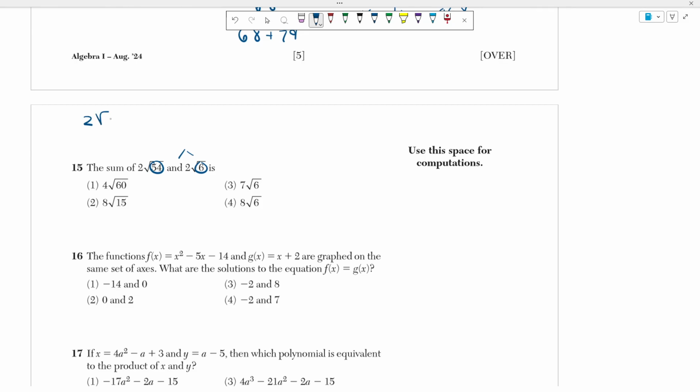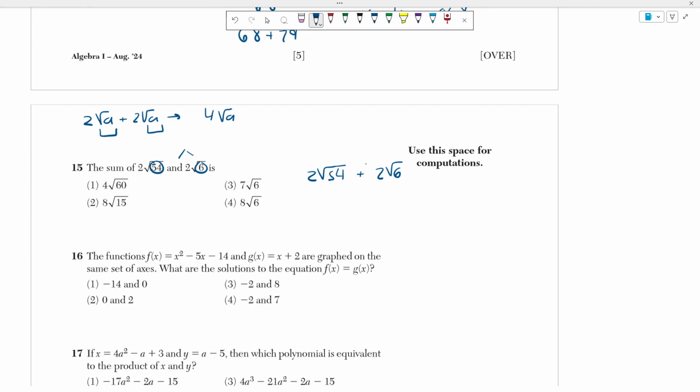So 2 radical a plus 2 radical a is equal to 2 plus 2 times radical a, right? You're just going to add the numbers on the outside, and the number on the inside stays the same. But you can only do this when the two radicals are the same, when they're both in terms of a. In this case, 2 radical 54 and 2 radical 6, so I can't add them right now.